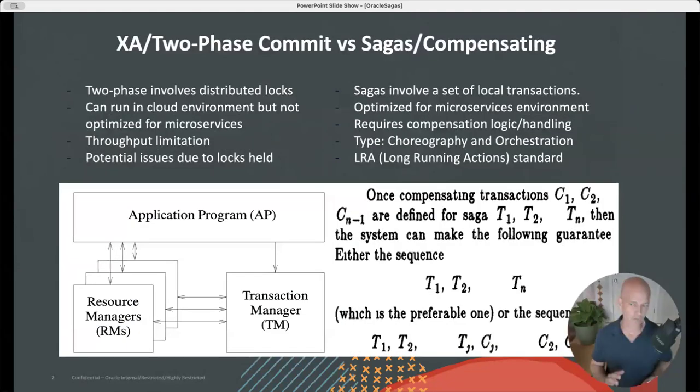Let's first just go over the basics. Traditional systems use XA two-phase commit and protocols like that, but they have tight coupling, which allows them to use the distributed locks involved in these protocols. And in a microservice environment, that may be possible, but it may not, due to the introduction of extra network latency and disparate systems and services and such.